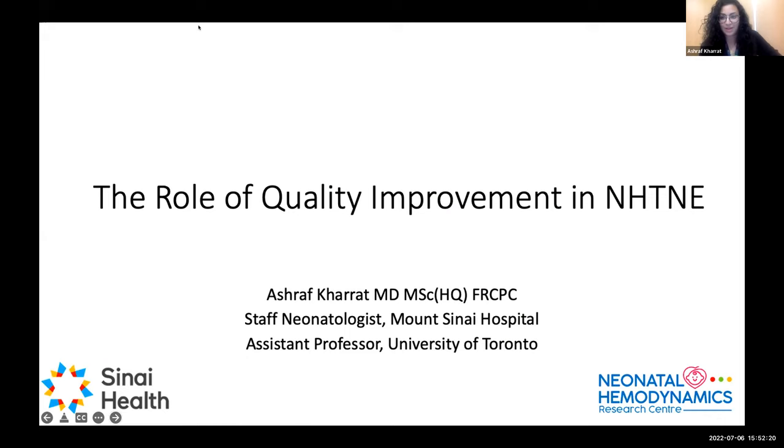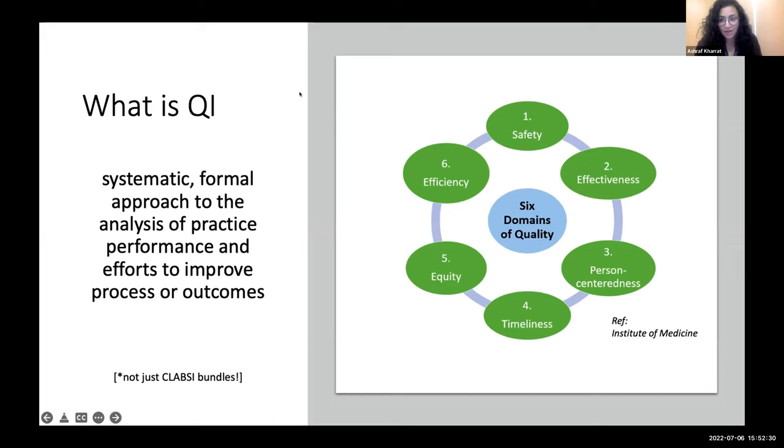I think it's something that is pretty new and up and coming in our field, and there's certainly a big role for it in neonatal hemodynamics and in TNE. So just a brief description for those who don't know, quality improvement is the systematic or formal approach to the analysis of practice performance and efforts to improve processes or outcomes. And I put a little bit facetiously at the bottom there that it's not just CLABSI bundles, which is probably what we typically think when we think about quality improvement.